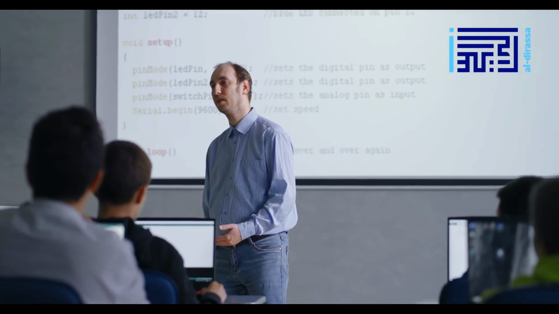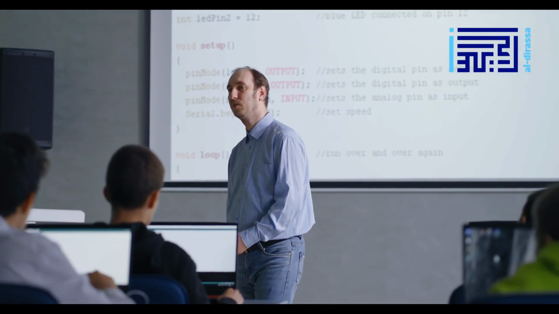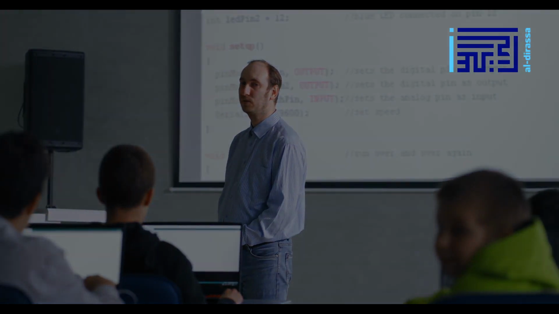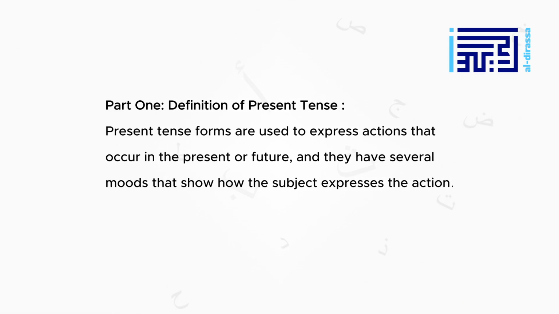Welcome to our channel. Today we will talk about the forms of the present tense in Arabic, which are expressions used to convey ongoing events. We will also review the different moods of the present tense. Part 1. Definition of present tense. Present tense forms are used to express actions that occur in the present or future, and they have several moods that show how the subject expresses the action.